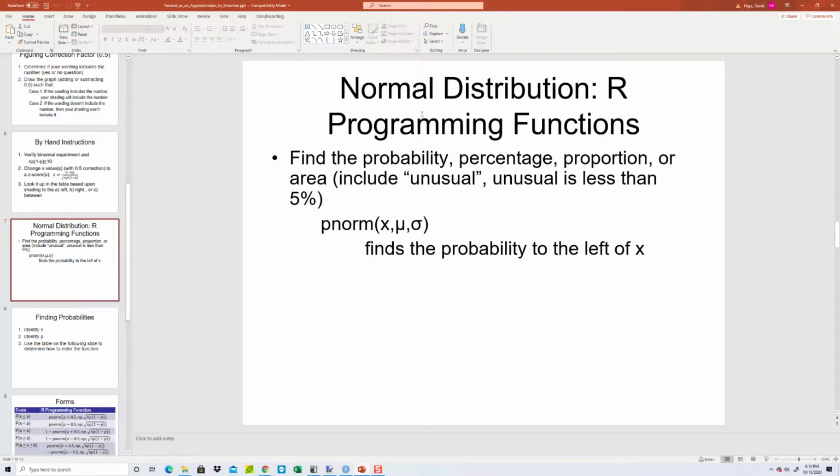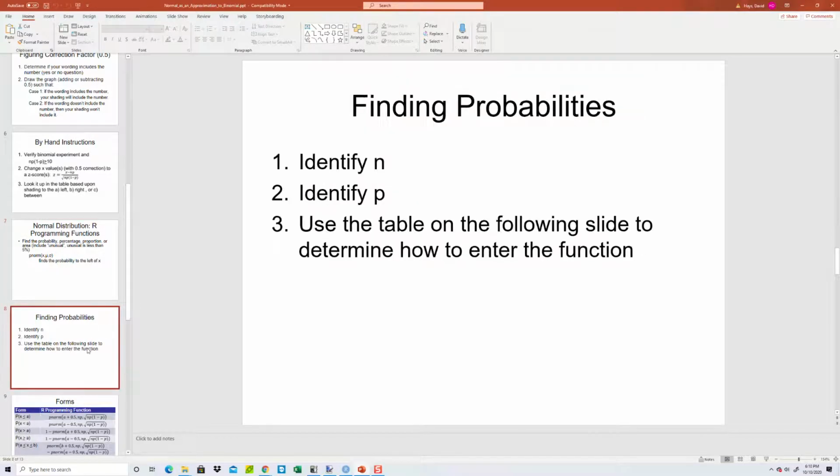Here, just to refresh your memory, to find the probability, we use pnorm. And x is always the area of the probability to the left. So you put in x, comma, mu, comma, sigma. In general, to find our probabilities, we identify n, that's always given. They'll say flip a coin 20 times. Identify p. Sometimes you have to calculate that, but oftentimes it's given as a percent. And then use a table on the following slide to determine how to enter the function.